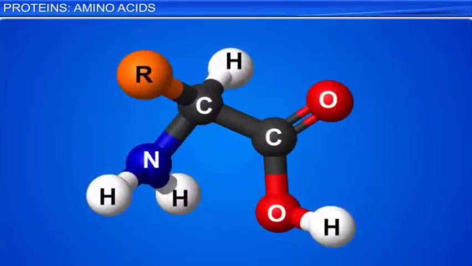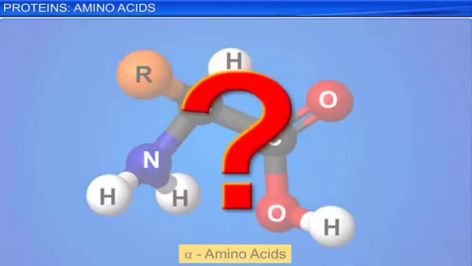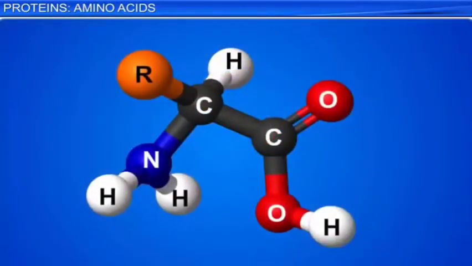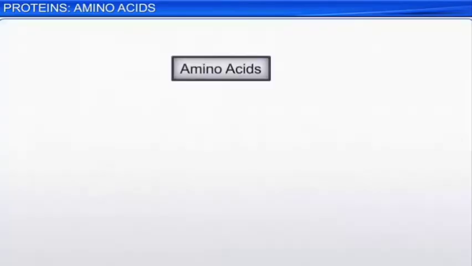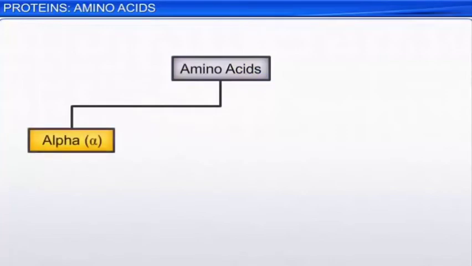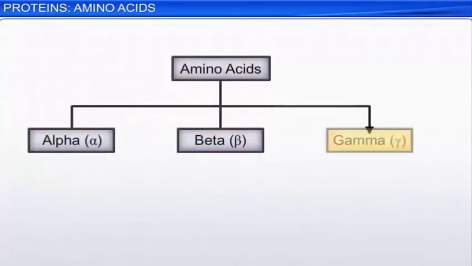Proteins are polymers of alpha amino acids. Now, what are amino acids? Let us understand. Amino acids are compounds that have one or more amino groups and carboxylic groups in a molecule. On the basis of the relative position of the amino group with respect to the carboxyl group, amino acids are classified into alpha, beta, gamma, and so on.